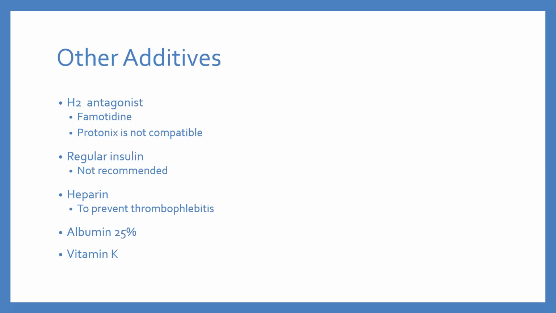There is an option to do regular insulin in a TPN, but Kelly can speak to this if we've ever done this. I have been told that we typically will not do insulin in TPNs just because of the risk. And then we will add heparin sometimes to prevent thrombophlebitis if there is concern with that. Additional things that can be added include albumin as well as vitamin K.